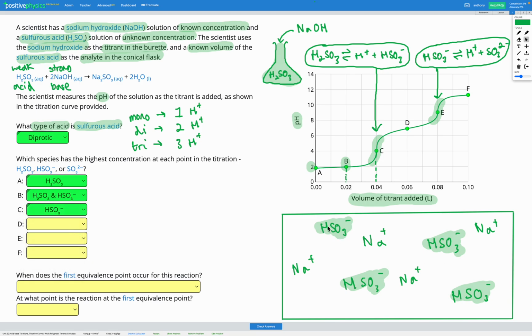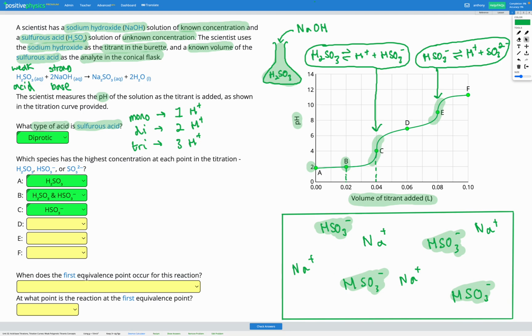Now that is a weak acid, so that will be reacting with water to some extent to form SO3 2 minus. It's also a weak base because it's the conjugate base of H2SO3. So it's going to be reacting again with water, forming back into H2SO3 and OH minus ions. So there will be a little bit of our H2SO3 and SO3 2 minus in our solution at that point because this acts as both a weak acid and a weak base. However, it's a very small amount.